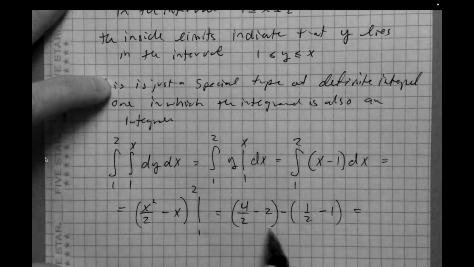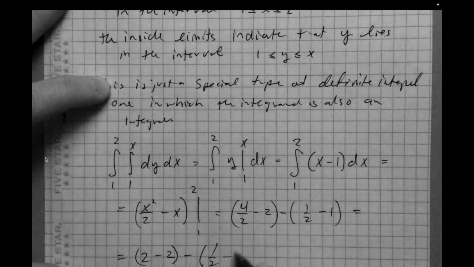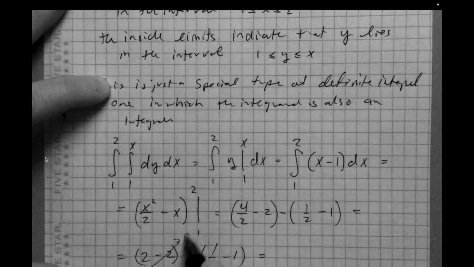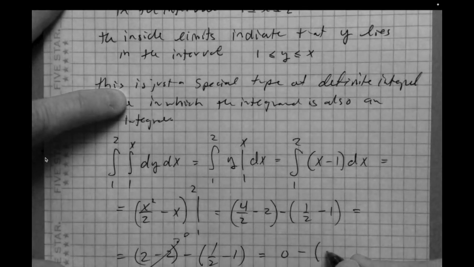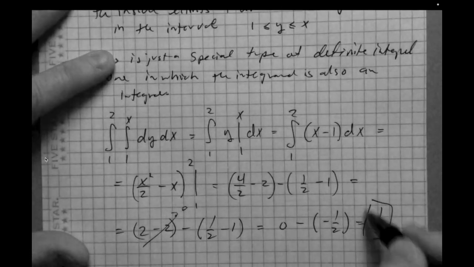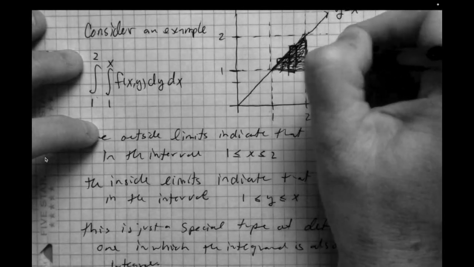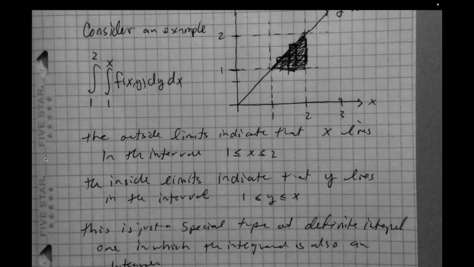So this would be 2 minus 2, minus 1/2 minus 1. You get a 0 here, 0 minus negative 1/2, so 1/2. The answer here would be 1/2. Now, does that make sense? Is the area of this shaded region 1/2? Yeah, of course it is. It's a 1 by 1 square cut in half on the diagonal, so the area there is obviously 1/2. Okay, perfect. So let's do some more examples.